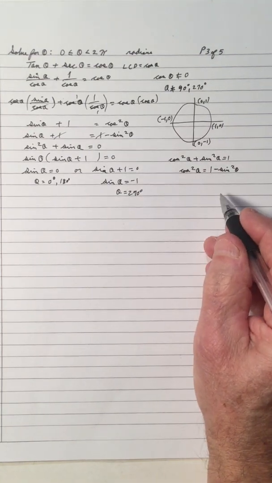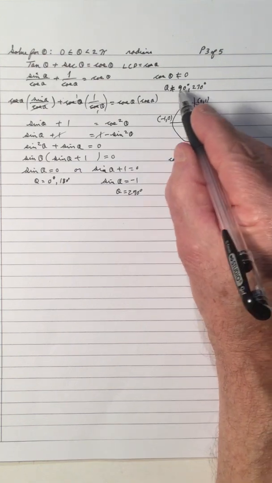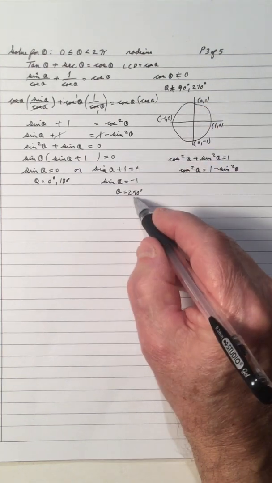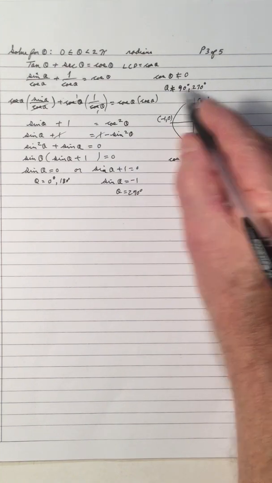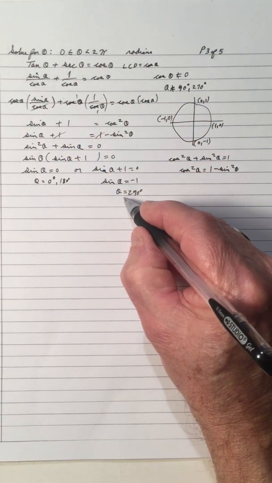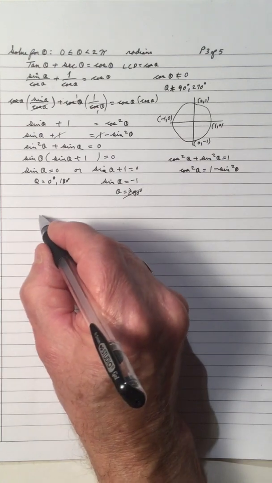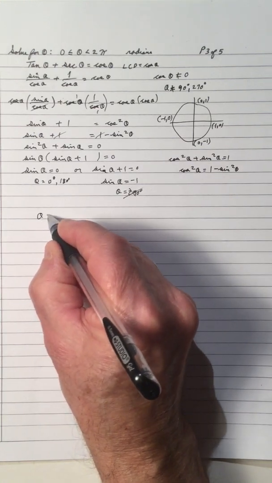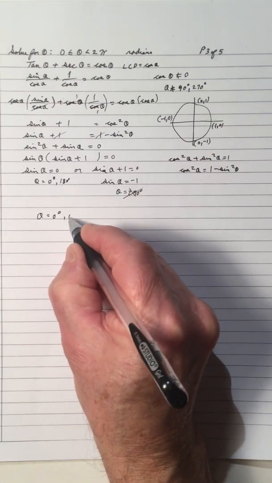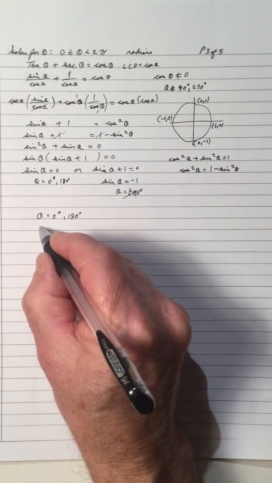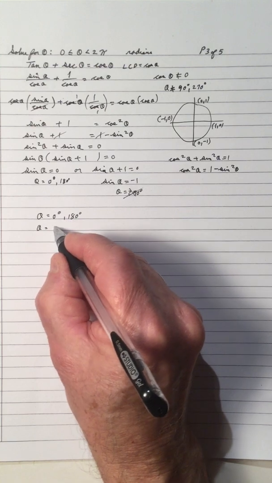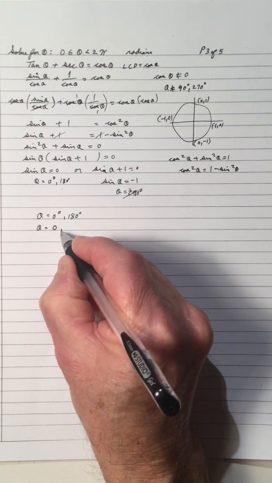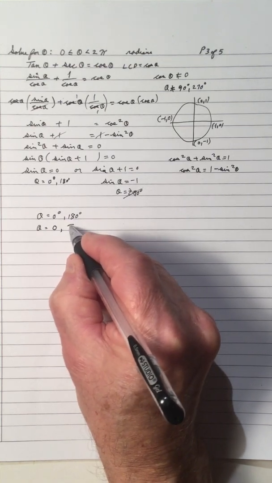Now we have them all done. Right here we have a 90 and a 270. We can't use 270 because it makes the equation undefined. So the answer in degrees is 0 and 180. But we have to give the answer in radians. So 0 degrees is 0 radians, and 180 degrees is the same as pi.